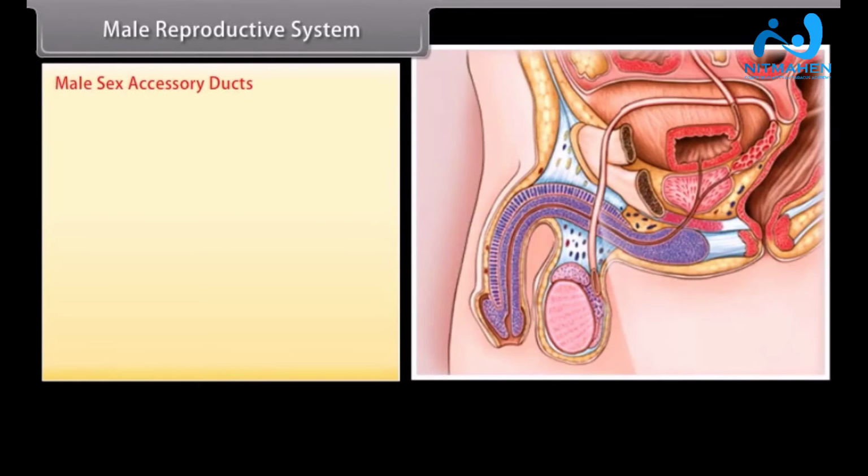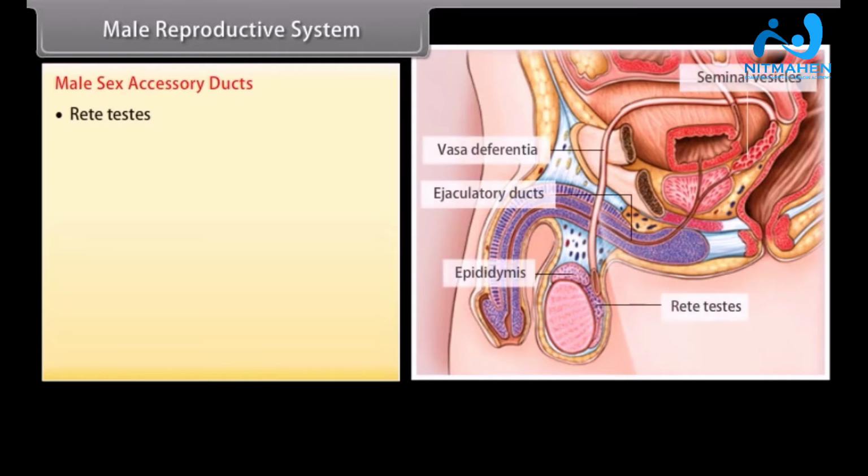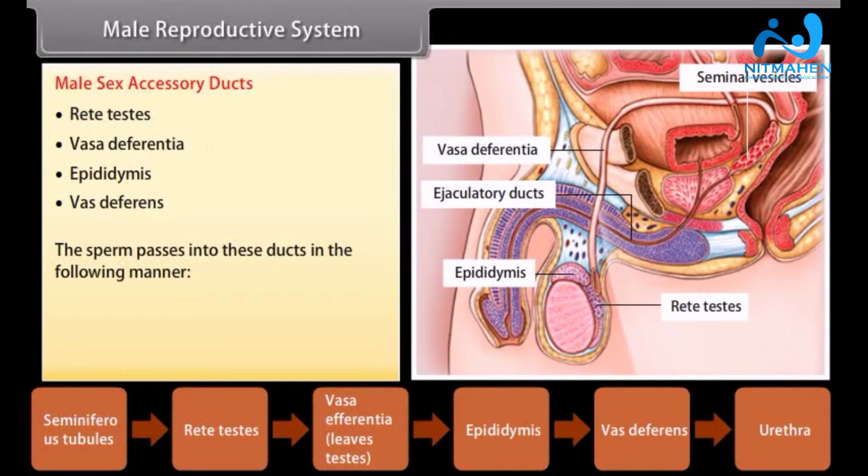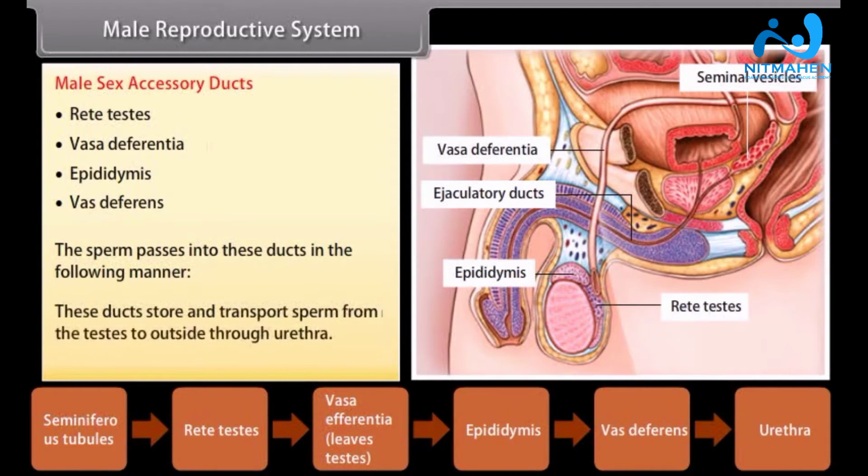Male sex accessory ducts: rete testis, vasa efferentia, epididymis, vas deferens. The sperm passes into these ducts in the following manner: seminiferous tubules, rete testis, vasa efferentia, leaves testes, epididymis, vas deferens. Urethra. These ducts store and transport sperm from the testes to the outside through the urethra.